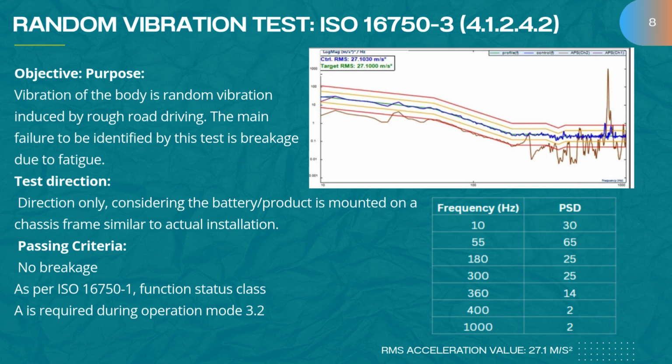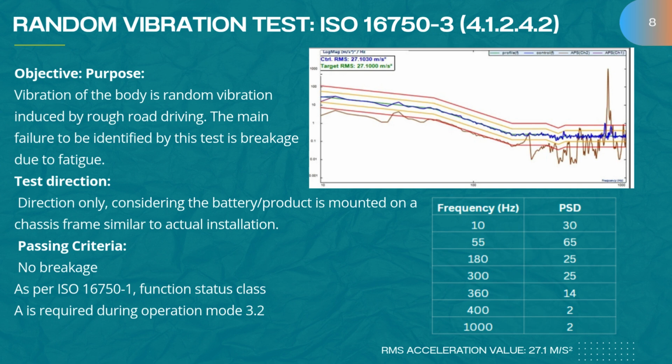The main issue we're looking for is fatigue failure, tiny cracks or damage from repeated shaking over time. In this test, the product is mounted just like it would be in an actual vehicle. Same orientation, same frame, to make sure the conditions are realistic. The standard defines PSD values across different frequencies as shown in the table, and the test maintains an RMS acceleration of 27.1 meters per second squared.